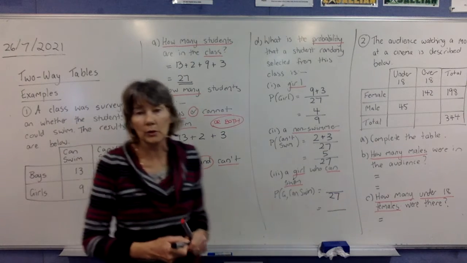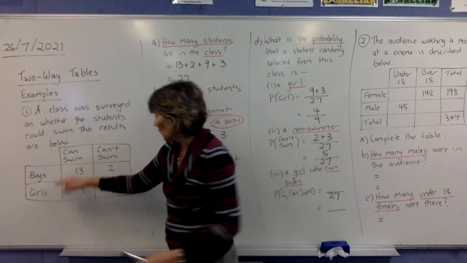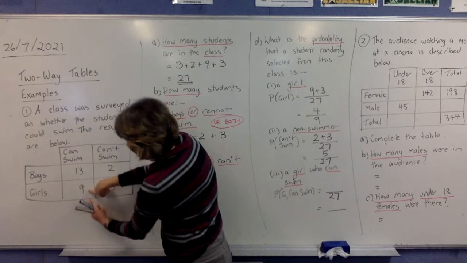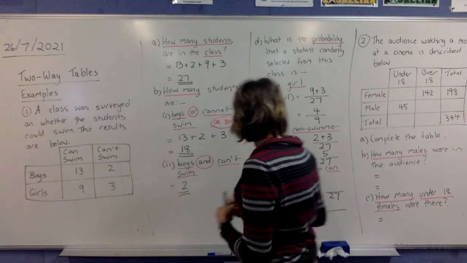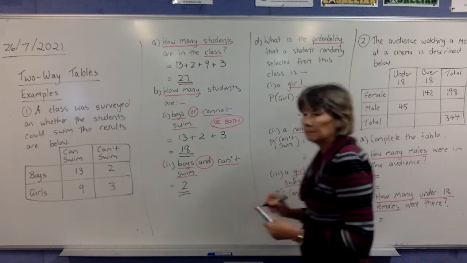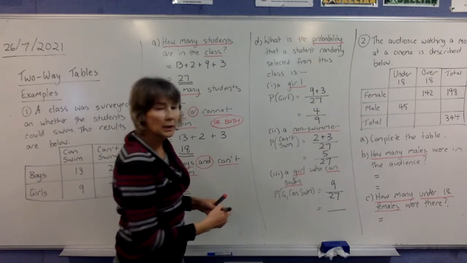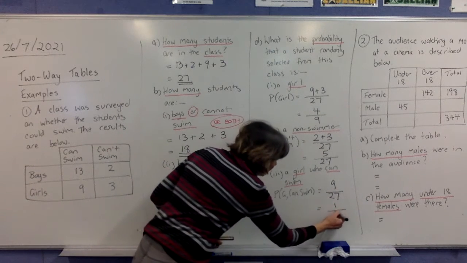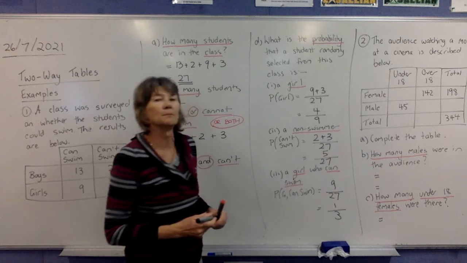Now we're looking for the girls who can swim. Girls can swim. There's 9 of them. That goes on the top. And then you put that in your calculator and simplify it. And your answer will be 1/3.